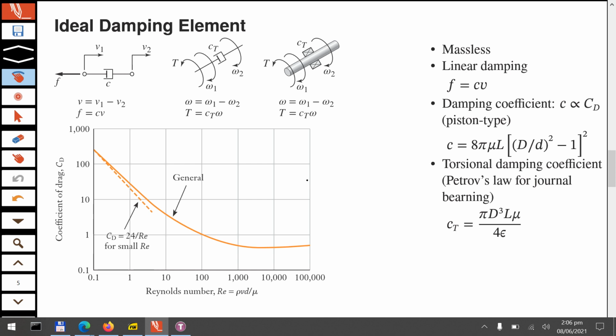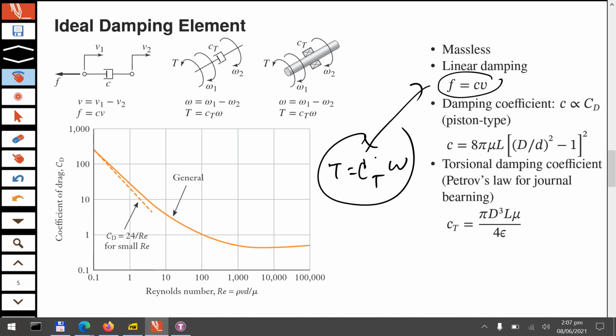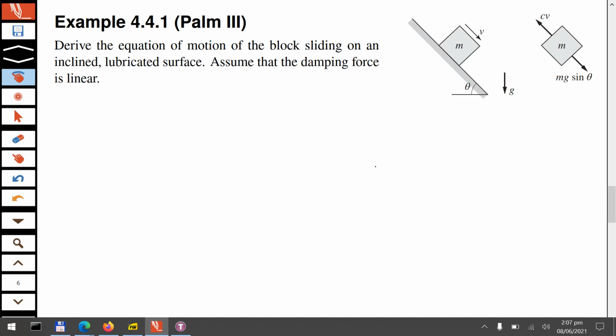So the essential equation to pick from this slide is this one, and the analogous one for the torque, CT omega. If you have understood these two equations and their meaning, you can now solve these examples, which we are not starting.